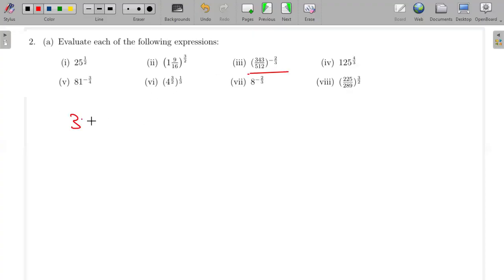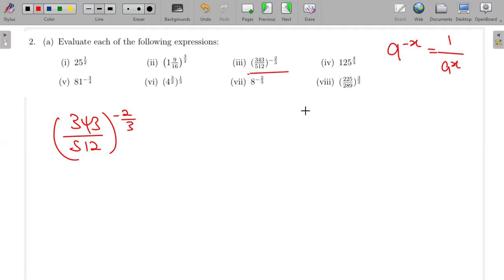So this one we have 343 over 512, and this is being raised to the power minus 2 over 3. So remember the rule for the negative power. We said if I have a to the power minus x, it's the same as 1 over a to the power positive x. So this is what we're going to do. This is the same as 1 divided by this same thing, but now raised to a positive power. So this would be 343 over 512, raised to 2 over 3.